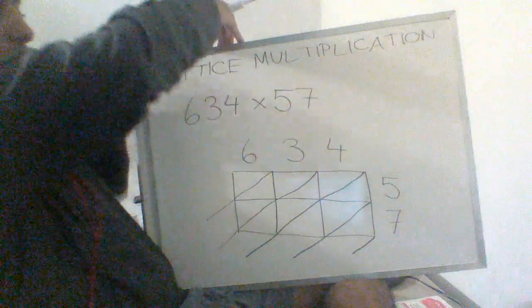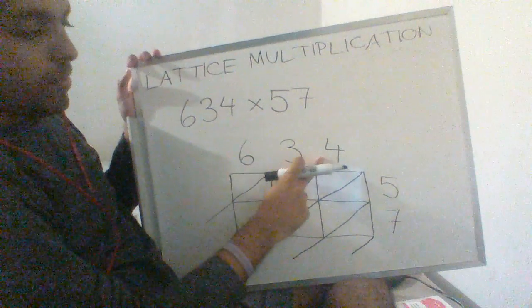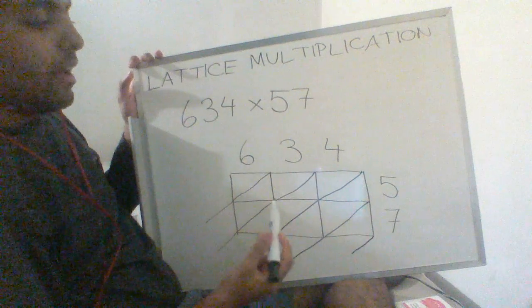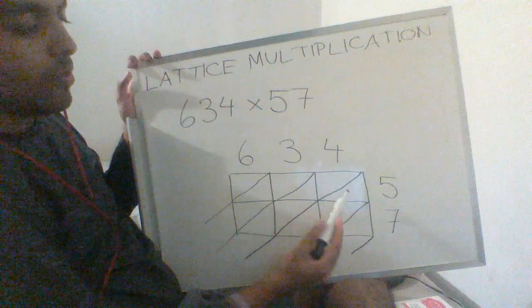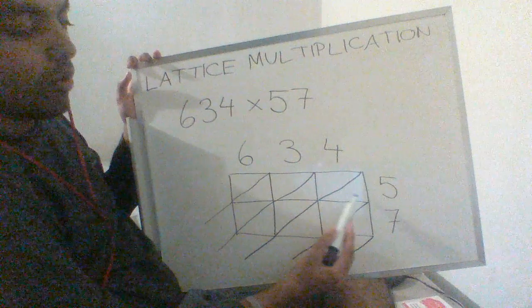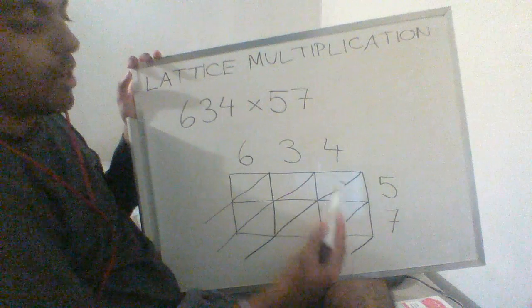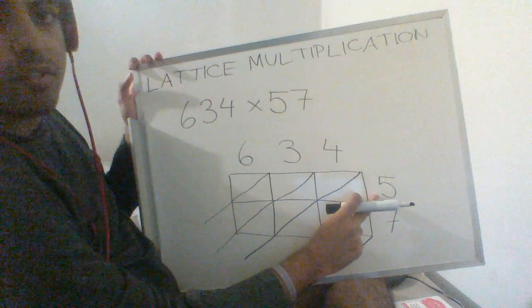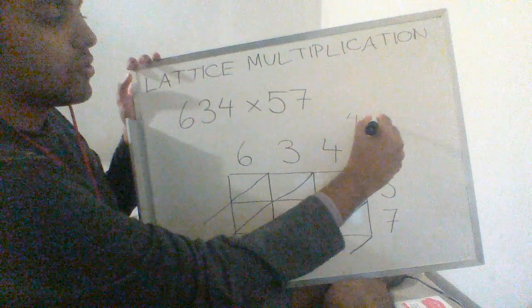So basically the way this works is you're going to multiply each digit up here by each digit down there, over on the side, and for the answer you're going to put the number that's in the ones place in the lower box, and the number that's in the tens place up in the higher box. So for example, we've got 4 times 5. 4 times 5 is 20.